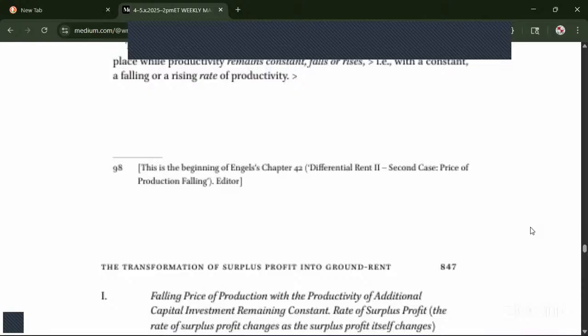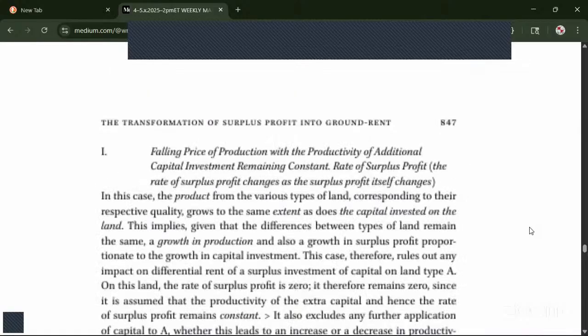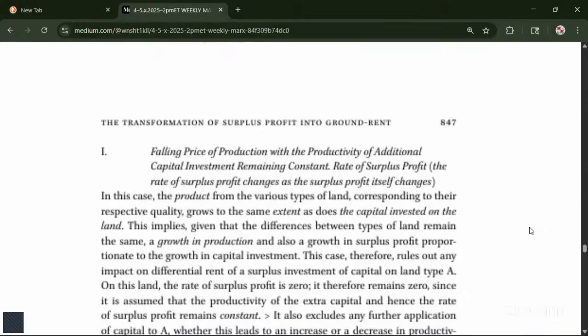So, page 847, 1, falling price of production with the productivity of additional capital investment remaining constant, rate of surplus profit. The rate of surplus profit changes as the surplus profit itself changes.